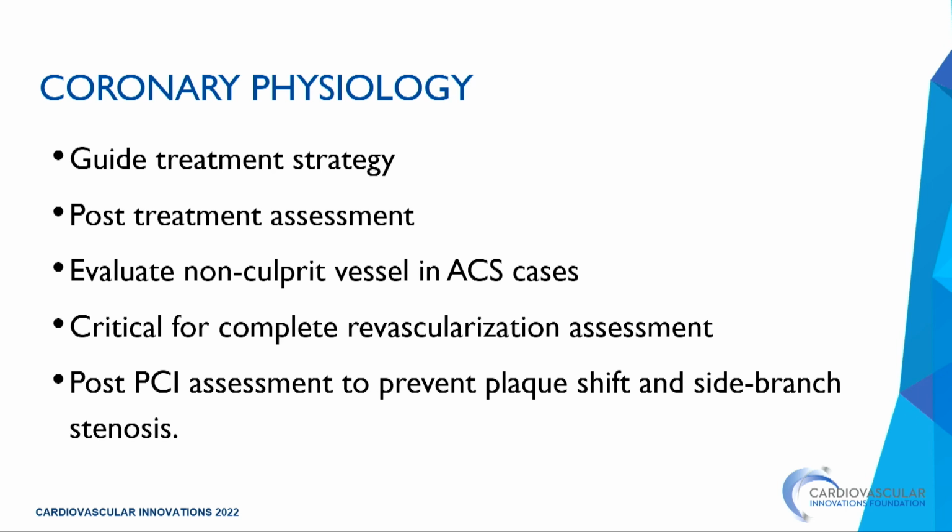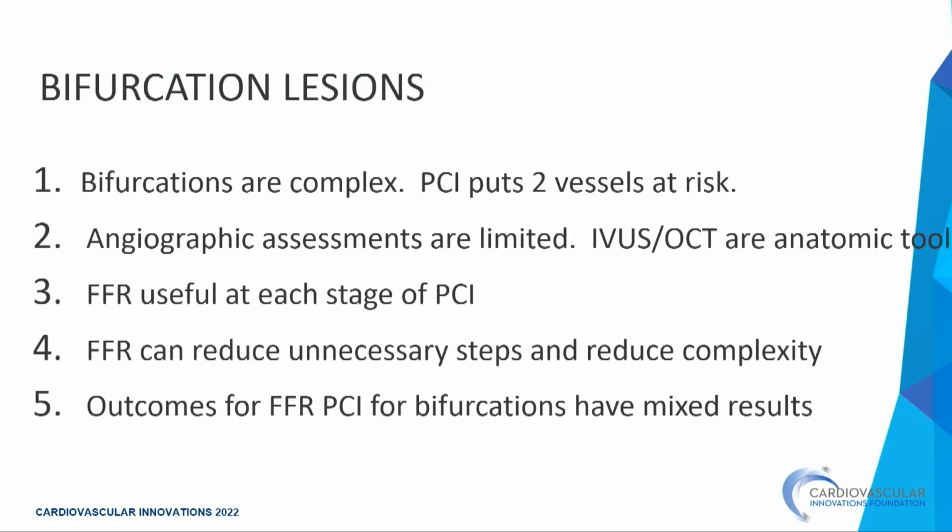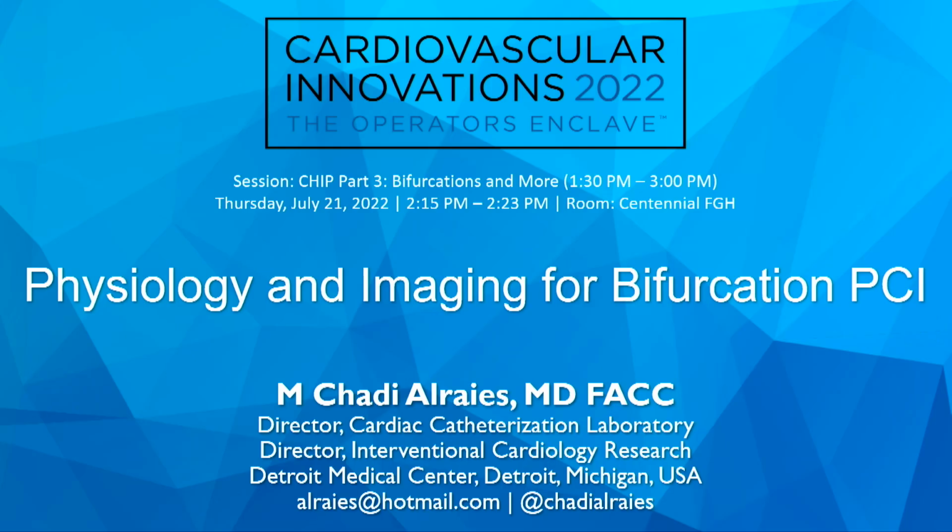In terms of coronary physiology, it definitely guides the treatment strategy, post-treatment assessment, and evaluating non-culprit lesions for ACS. But bifurcation lesions are complex and PCI puts two vessels at risk, not just one. Angiographic assessments are limited. IVUS and OCT are anatomical tools you can use. FFR is useful for staging the PCI. FFR can reduce unnecessary steps and reduce complexity, like in this case, where we did not have to do two stents in this vessel. Outcomes of FFR-guided PCI for bifurcation have mixed results. Thank you so much.